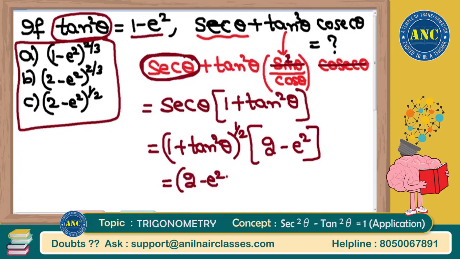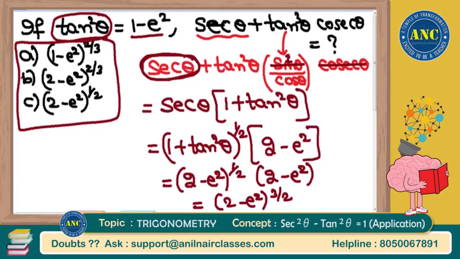So it is e square to the power of 1 by 2 into e square. a power m into a power n is a power m plus n. So e square to the power of 3 by 2, in fact, right? It is 3 by 2. Another option I forgot to write here: e square to the power of 3 by 2. This is the fourth option which I forgot to write here, sir. And in fact, that fourth option itself is the right answer.